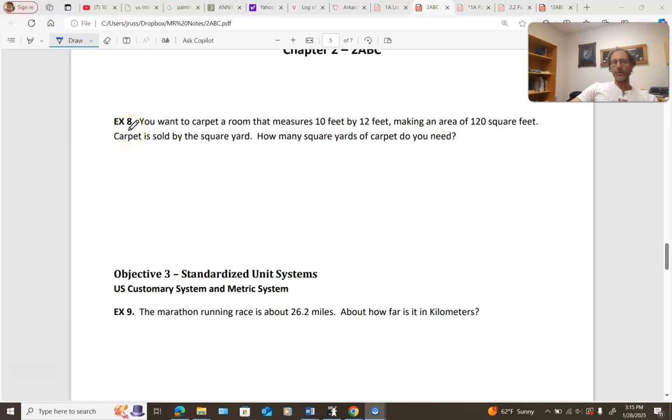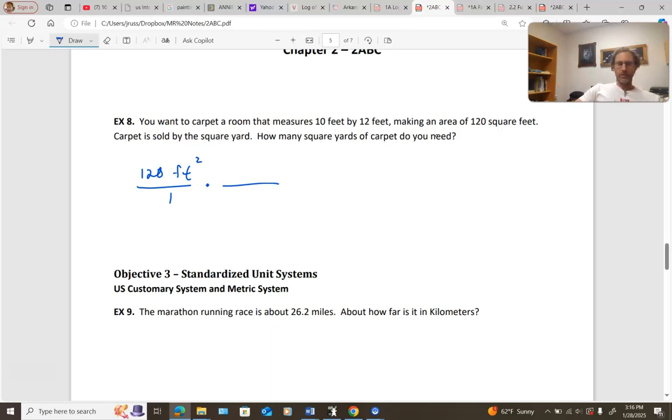Now, unfortunately, carpet is not sold by the square foot, it's sold by the square yard. So we need to figure out how many square yards of carpet we need. So in other words, what we're doing is we're taking 120 square feet, and I can denote that it's square feet by simply using that exponent. Put that over 1. And then we're going to multiply this by a conversion factor, because we want to eliminate those square feet and we want to arrive at square yards.